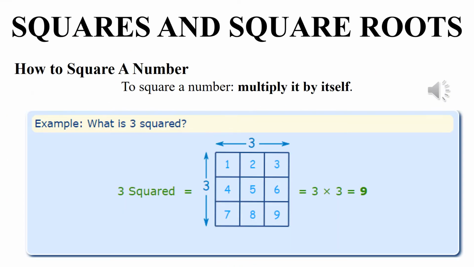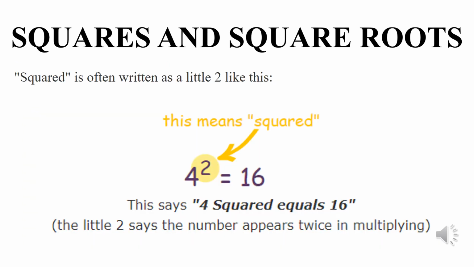Squares and square roots. How to square a number. To square a number, multiply it by itself. Example, what is 3 squared? 3 squared is equal to 3 times 3, which is equal to 9. Squared is often written as a little 2 like this. This says 4 squared equals 16. The little 2 says the number appears twice in multiplying.